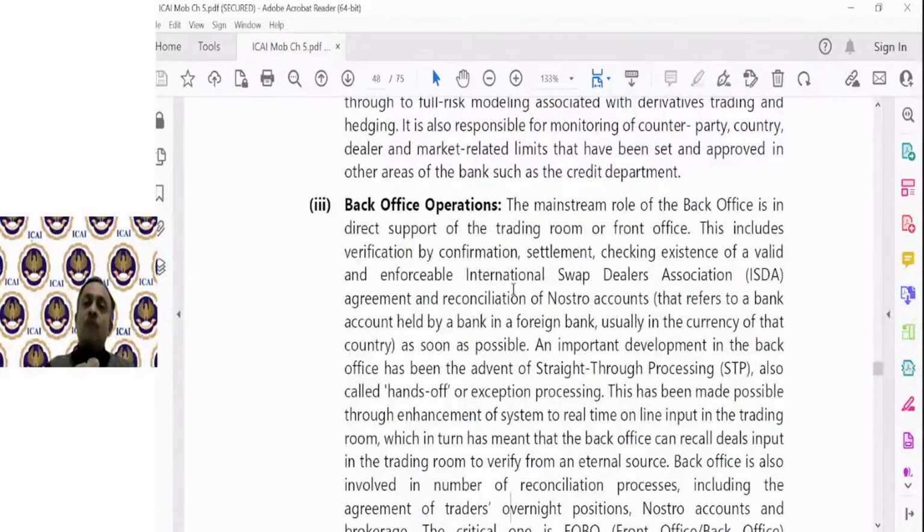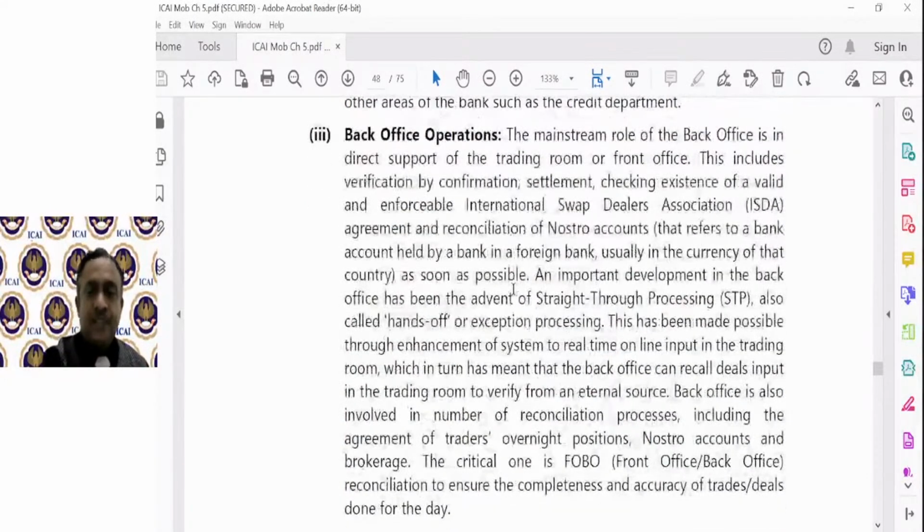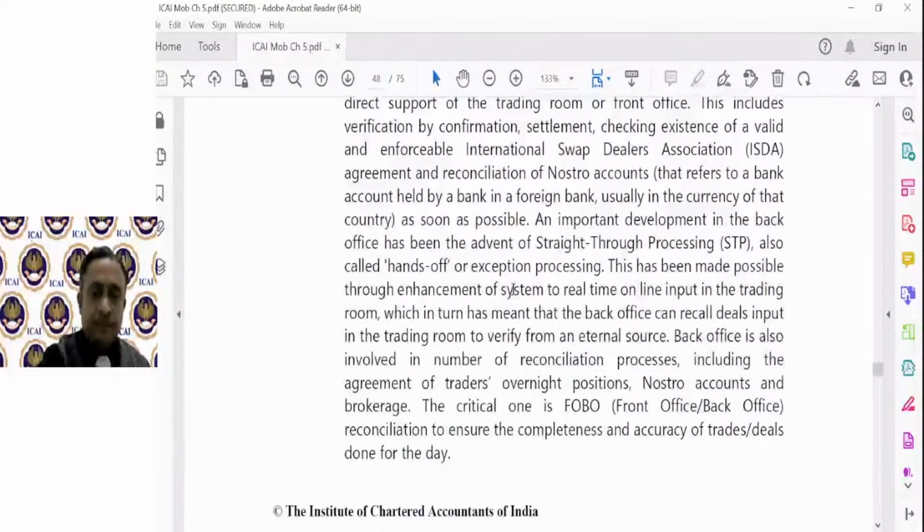The mainstream role of back office is in direct support of trading room or front office. This includes verification by confirmation, settlement, and how things exist. Rest, there are quite technical updates. Just carry them. But the core idea I have made clear to you. So these are the three operations: front, back, and middle.